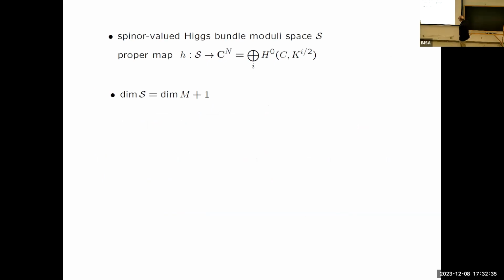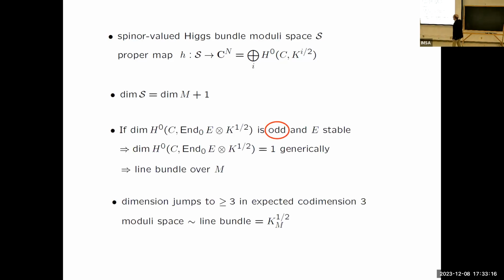So you can define a space in the same way by looking at this stability condition, this paired stability condition. But now there's a proper map to the direct sum of powers of K to the half. So it's a smaller base. And if you look at the dimension of the whole space, then it's given by the formula, which is the dimension of the moduli space of stable bundles plus 1. So this brings it down to something which is much closer to stable bundles.